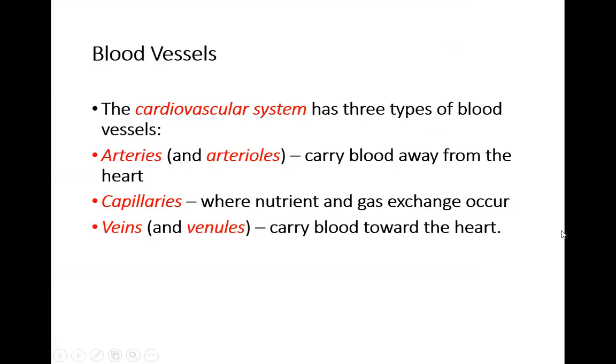So, okay, now, cardiovascular system, our blood vessels have three types. We have arteries and arterioles. Arterioles are little tiny arteries, same properties. Arteries always carry blood away from the heart. Pulmonary arteries, pulmonary trunk, remember we looked at that in the heart last week. Pulmonary trunk goes into the pulmonary arteries and blood goes away from the heart, even if it's low in oxygen.